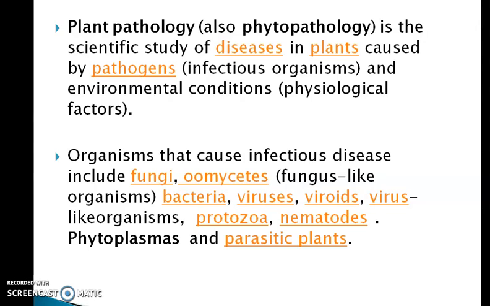Organisms that cause infectious diseases include fungi, oomycetes, which are fungi-like organisms, bacteria, viruses, viroids, virus-like organisms, protozoa, nematodes, which are small worm-like animals, and phytoplasmas, which are obligate bacterial parasites of plant phloem tissue, and other parasitic plants.